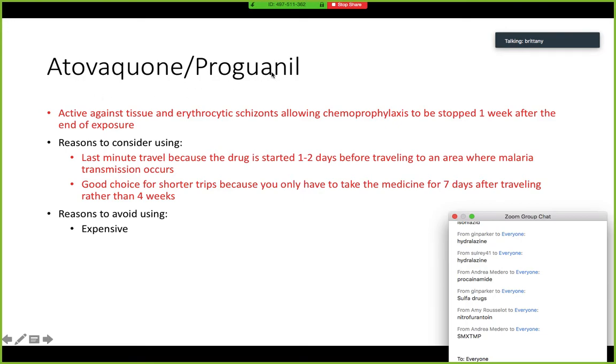Okay, so atovaquone proguanil. This is given in combination. It's good for both last minute travel and shorter trips because you only have to take it for 7 days after you return. I don't think she had it on her slide, but I think it treats P. falciparum that's resistant to chloroquine. Somebody can fact check me on that, but I'm pretty sure that's what it's used for.